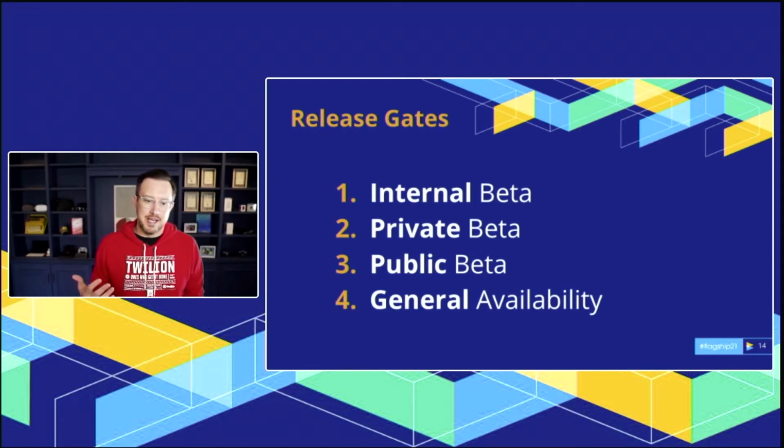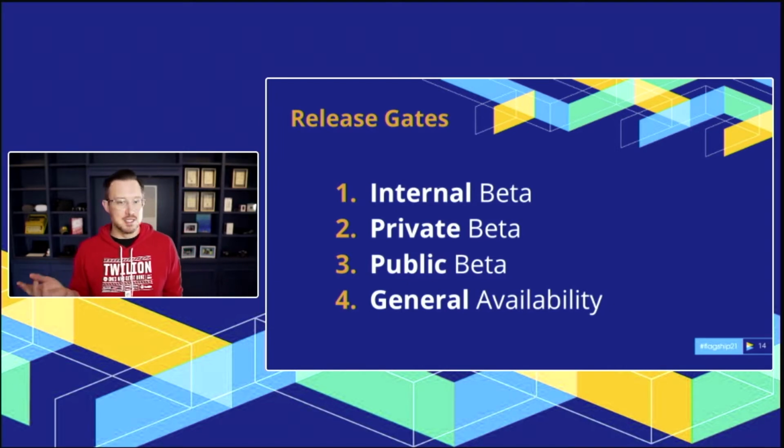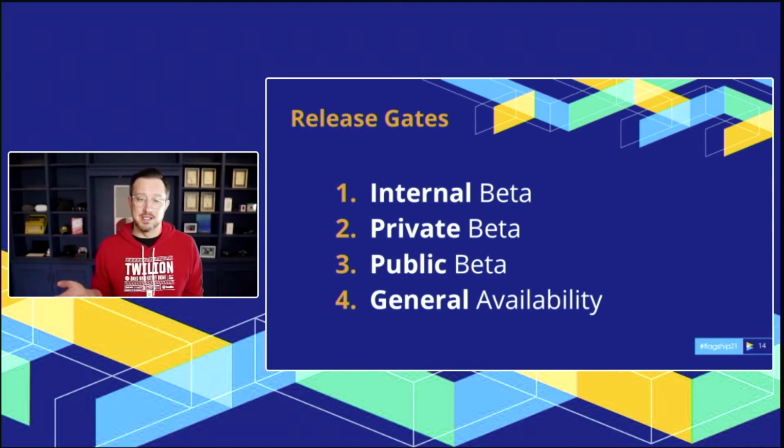So I define 4 gates, and again, these are not revolutionary, but they might not also be required for every release. So we're doing an internal beta where we're exposing it to internal Twilio customers, a private beta, so we can expose it to a select group of external customers, public, where we just open it up to anybody that wants to opt in, and then general availability.